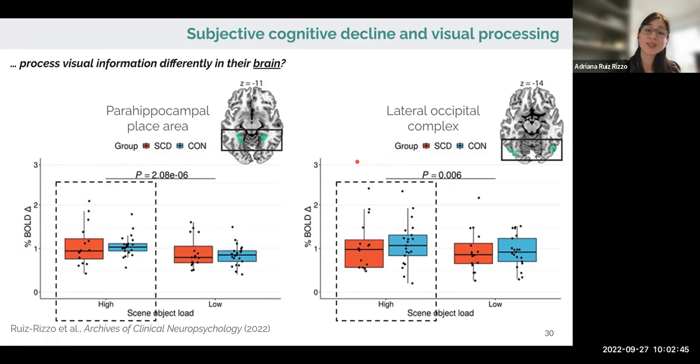However, we wanted to see whether older adults with subjective cognitive decline actually process it differently, but this is not what we found. The difference between older adults with and without subjective cognitive decline was not significant, meaning that they didn't seem to process visual information differently in the brain, at least in these particular brain areas.